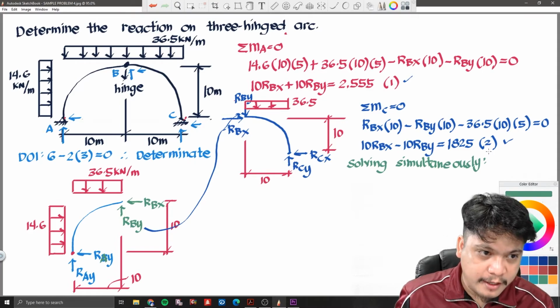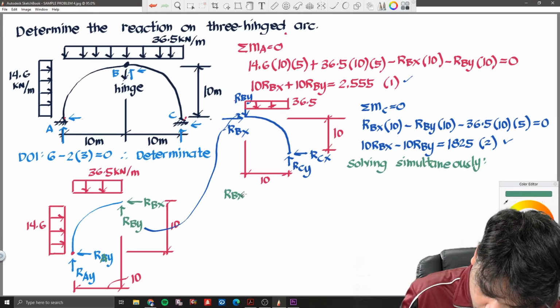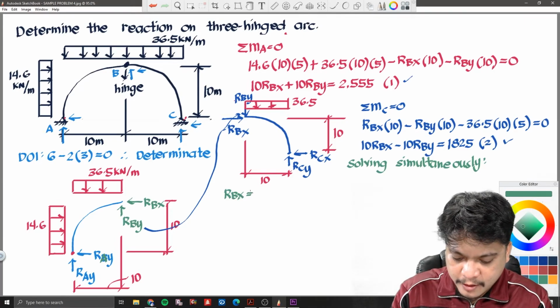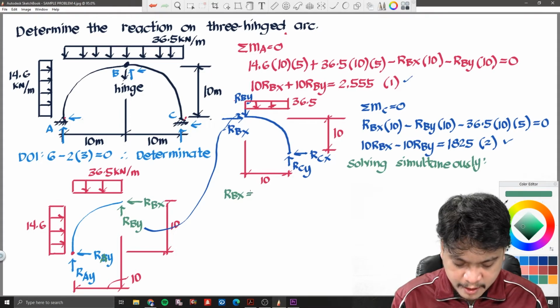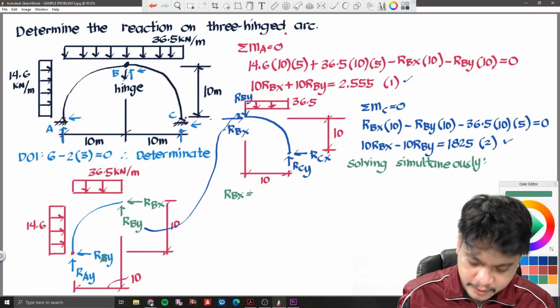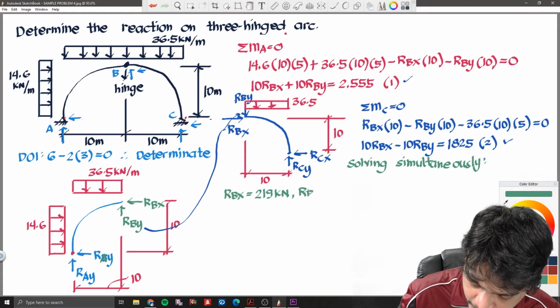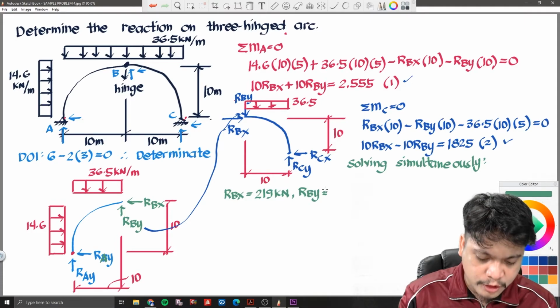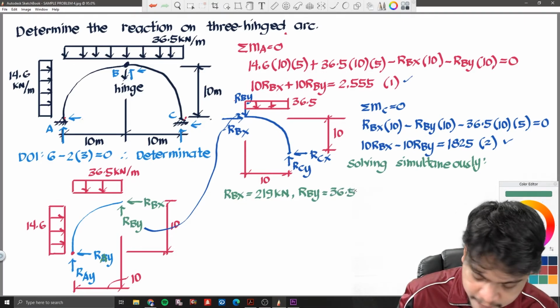Okay? And then we can now have the RBX equal. So, solve ko muna. So, we will be having here 10, 10, 2555, 10, negative 10, 1825. Okay, so you have now 219 and it's positive. It means tama yung assumption natin. And then you will now become RBY is equal to, okay, tama rin, 36.5 kilonewton.